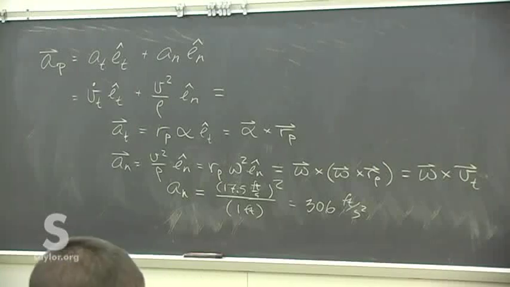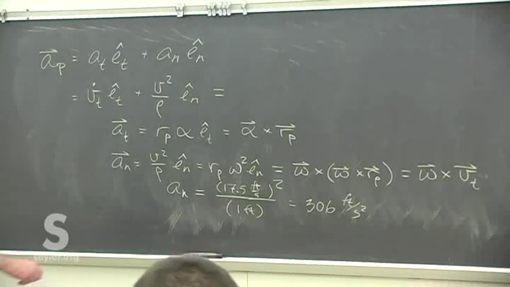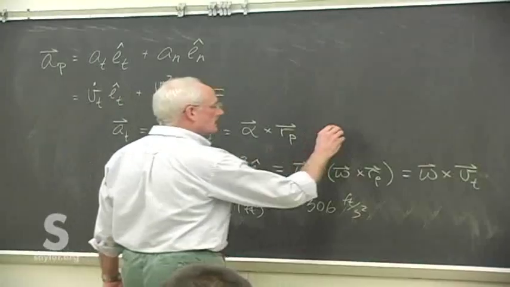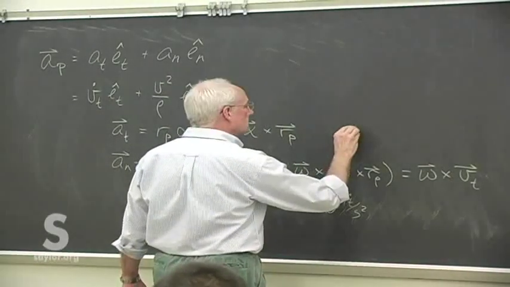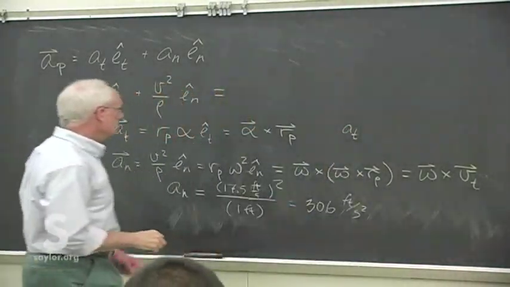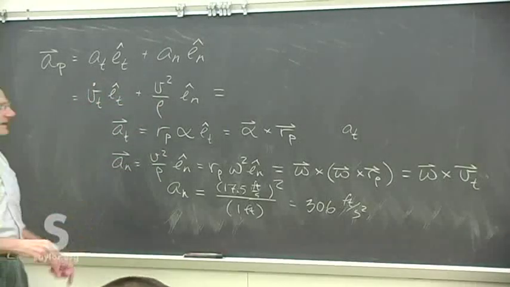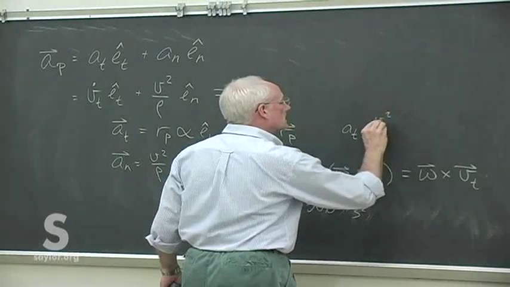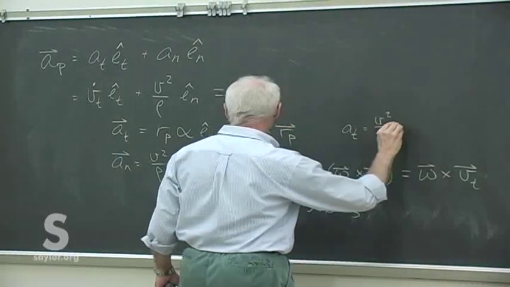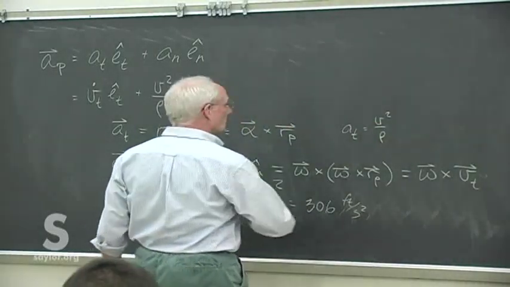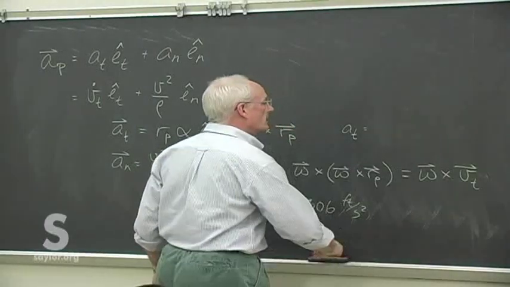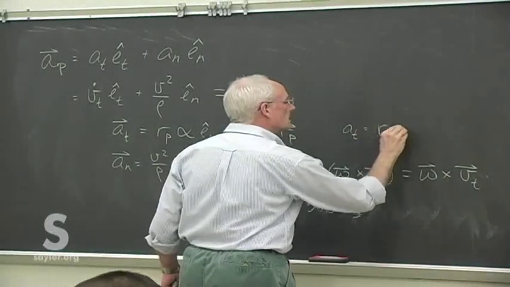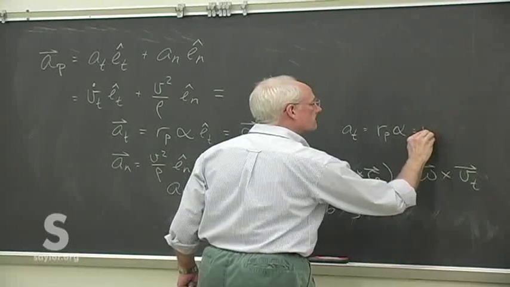For that part. And then the tangential magnitude, and then we're just going to multiply them by the unit vectors, so this is all we need, is just the magnitudes. No, I did the normal part. I need just R alpha.